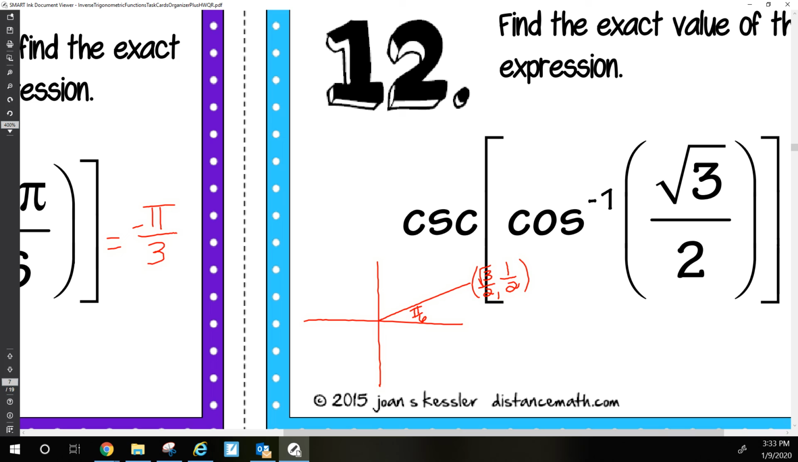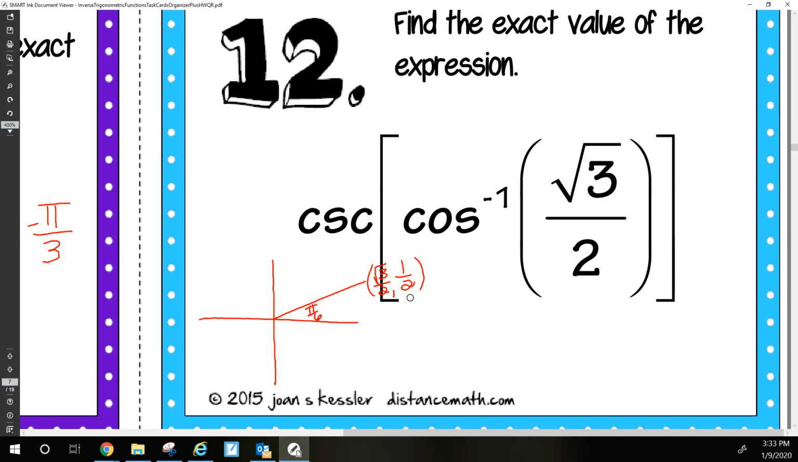They want me to find cosecant of this angle. Cosecant is the reciprocal of my y value. My y value, again, is 1/2. Reciprocal of 1/2 is 2.